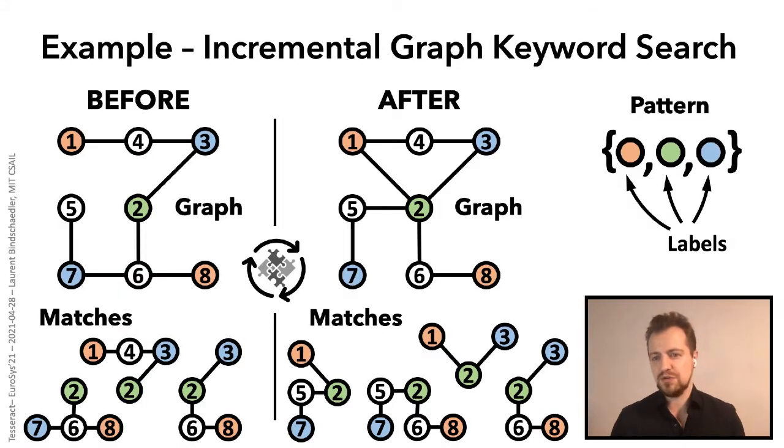So here's our graph keyword search example again, but this time with an evolving graph. Now you can see what incremental computation means. On the left, you have the original input graph. On the right, you have the input graph after we applied some updates. Here updates are just adding or deleting edges. And at the bottom, you have the corresponding matches. Our goal is to compute the differences as efficiently as possible between these 2 sets of matches. So here, for example, we have 3 new matches after the update, and we have 2 matches before the update that are no longer valid.